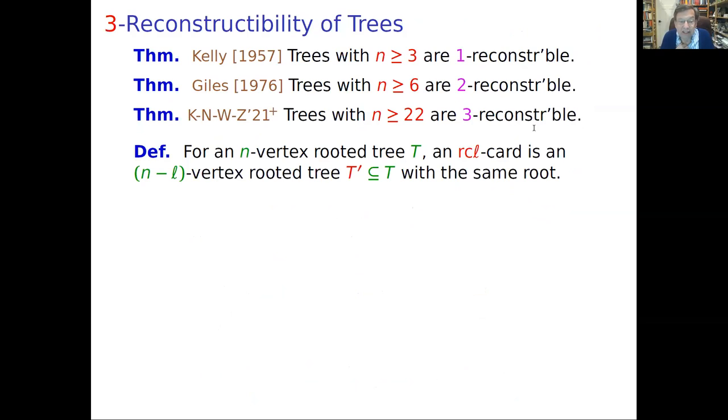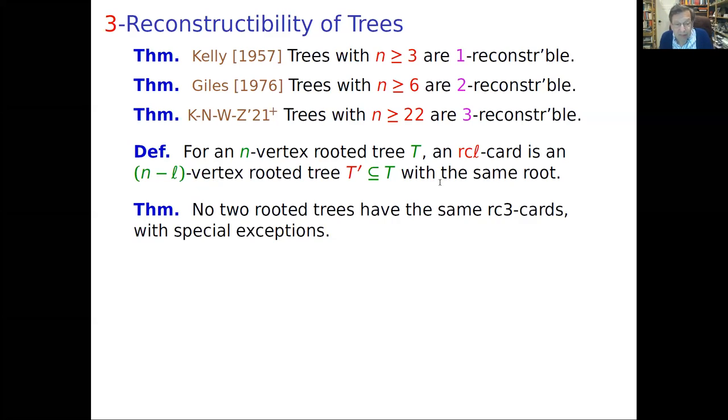Briefly, the key idea that we make use of in this problem is the reconstructability of rooted trees. If I have an n-vertex rooted tree, there's a distinguished vertex as a root. We say an RCL card: we delete L of the vertices to get a rooted subtree that has the same root, so we're just iteratively deleting leaves. RCL means rooted connected card obtained by deleting L vertices. And the theorem we prove is that no two rooted trees will have the same RC3 cards, except for some special exceptions that basically look like a long path with a few vertices at the bottom.